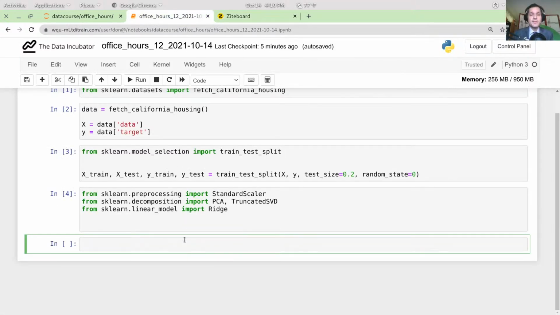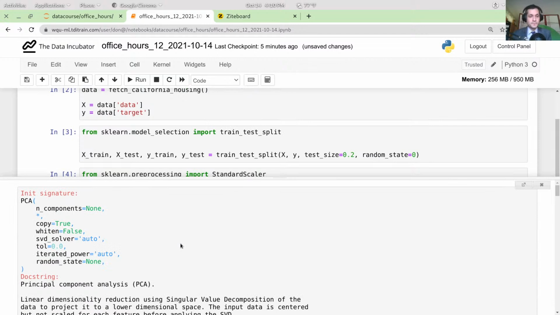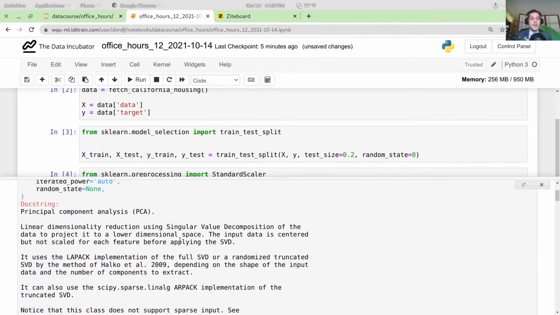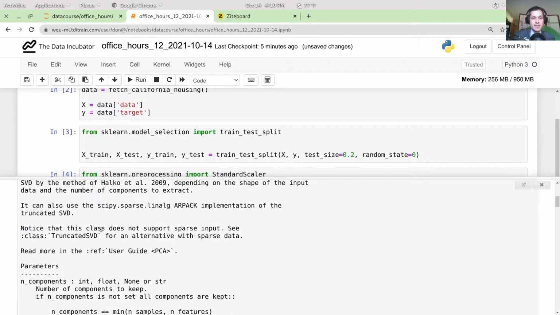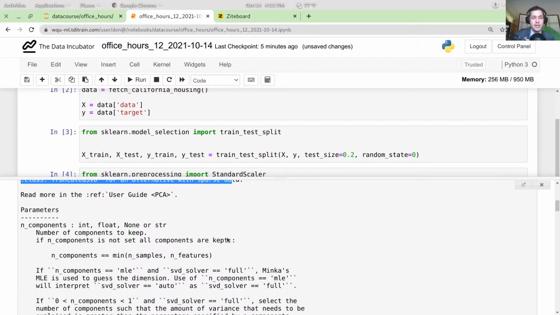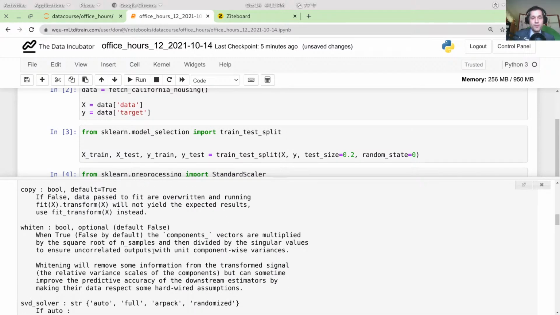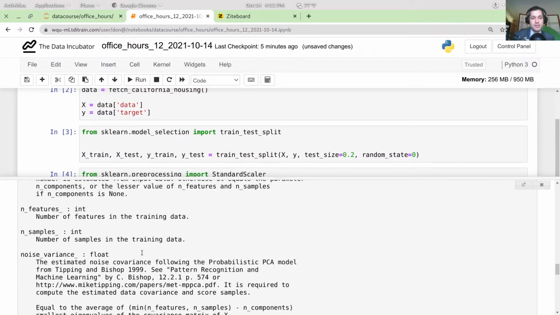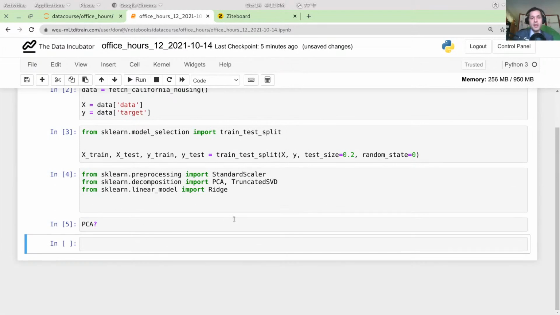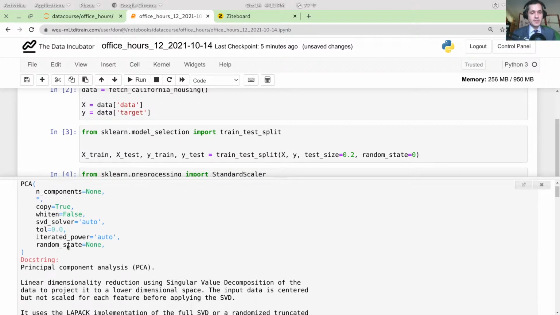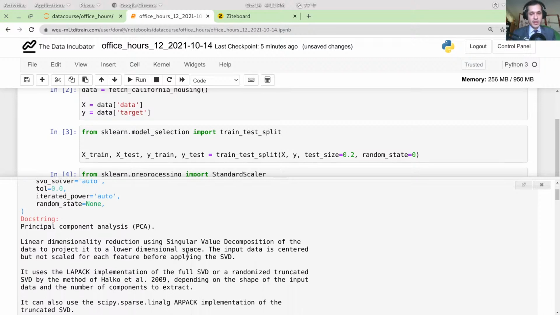In fact, we can take a look at the documentation of PCA. And let's go ahead and see what it says. It says, notice the class does not support sparse input. We'll keep that in mind. I'm trying to look to where it talks about this idea of centering. Let's see if it has that information there. I guess not, but we can go ahead and see what would happen. I guess I couldn't find it. I should expect it says something about it's going to center the data. The input data is centered but not scaled for each feature before applying the SVD.